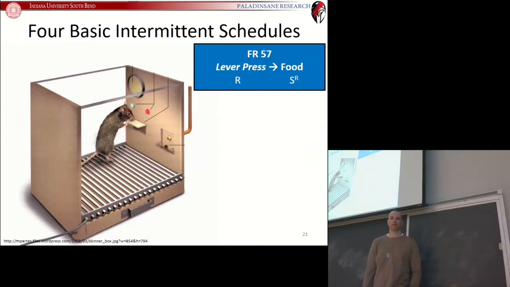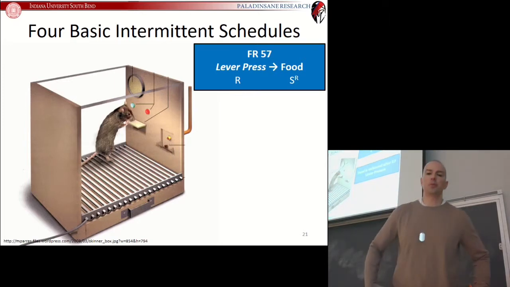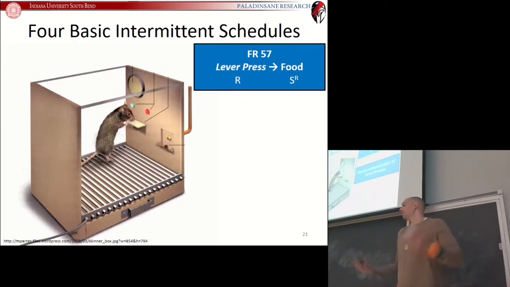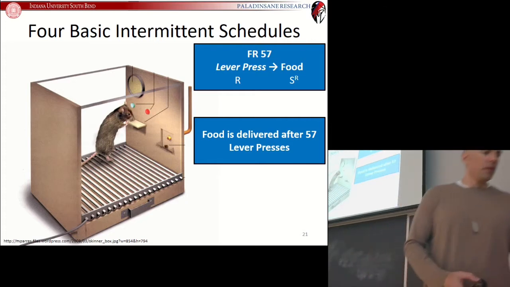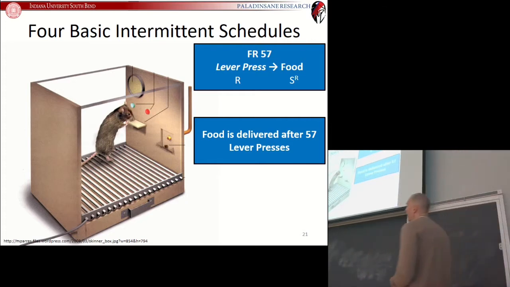And you can have any fixed ratio that you want. So it could be a fixed ratio of 57, in which case food would be delivered after, in this instance, 57 lever presses. So the key here is that the number of responses is determined. It's known ahead of time. It's basically the same every single time that Sniffy has to or is looking to get reinforced.